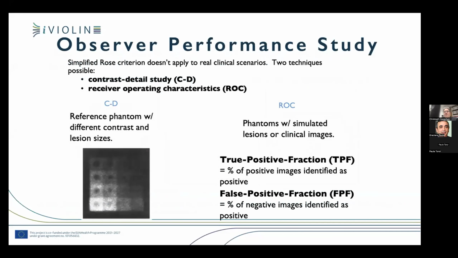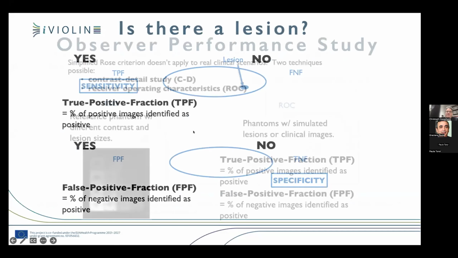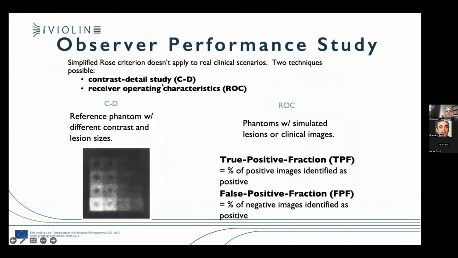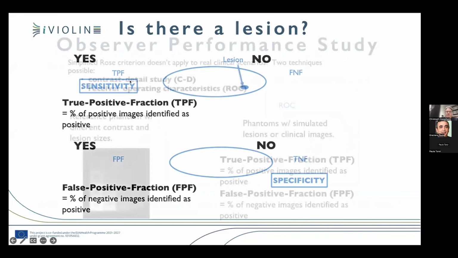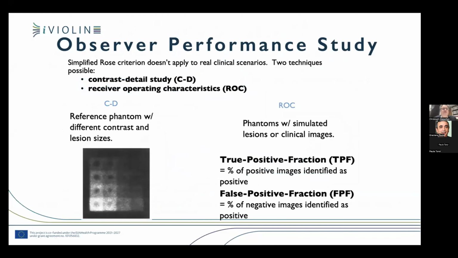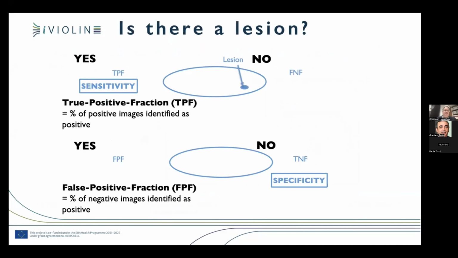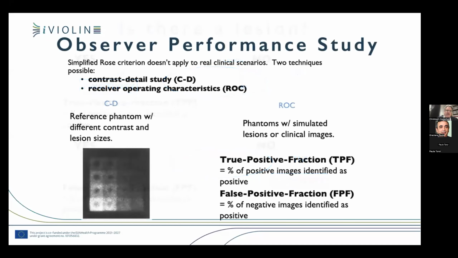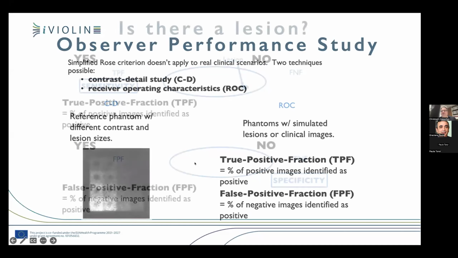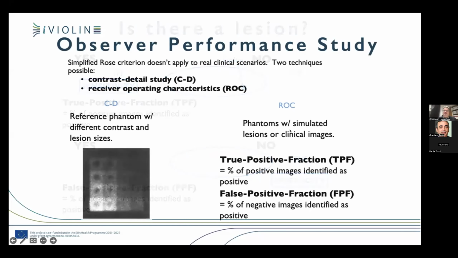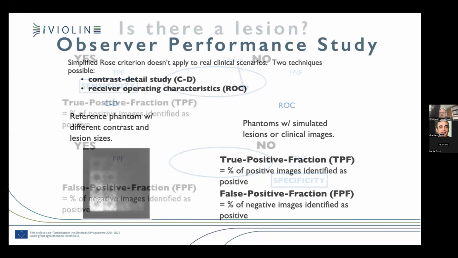For observer performance studies, so subjective image quality assessment, there are two techniques that are possible: the contrast detail study or receiver operating characteristics. In the contrast detail study, you have a reference phantom with different contrast and lesion sizes. And in the ROC study, you have phantoms with simulated lesions or clinical images.